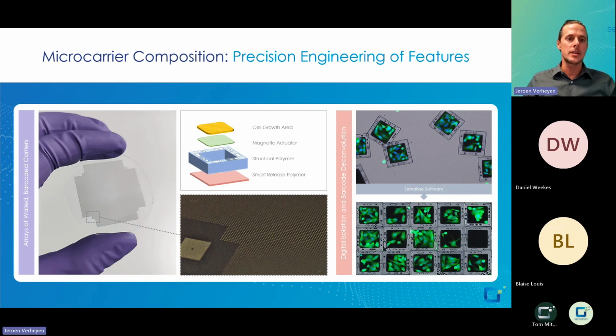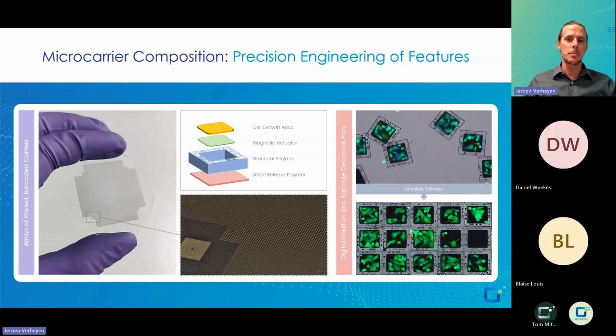What we're showing here is the composition of the microcarriers. We're making the microcarriers with something called microfabrication techniques. These are the methods used to make computer chips, for example, in the semiconductor industry. This allows us a high level of control over their size, their shape, and their features as well.